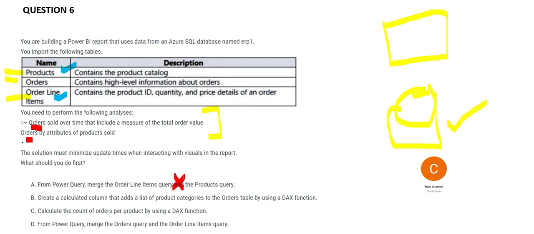Option B says, I will have my orders table and add a product category column to this table. Why should I add it? I can join orders with products. Why should I add product related categories here? This is a bad example. C says, let's calculate the count of orders per product using a DAX function. This is not the first thing we will do. Eventually, we may have to do that, but not first.